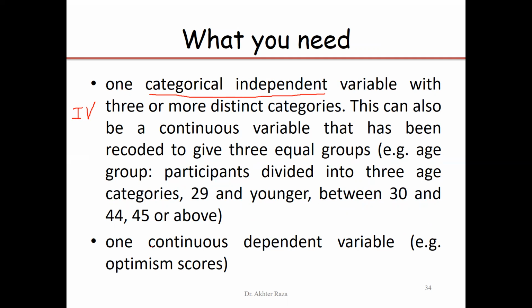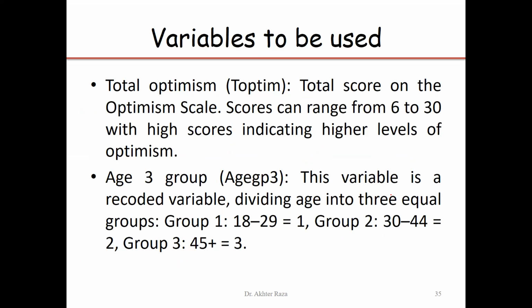The other variable is a continuous variable. This variable is also known as the dependent variable, and our dependent variable is a continuous variable. The name of the variable is optimism score. Age itself is a continuous variable, but we have coded the age into three groups: the young age group, the middle age group, and the older age group. So these three levels of age are to be used in this analysis.